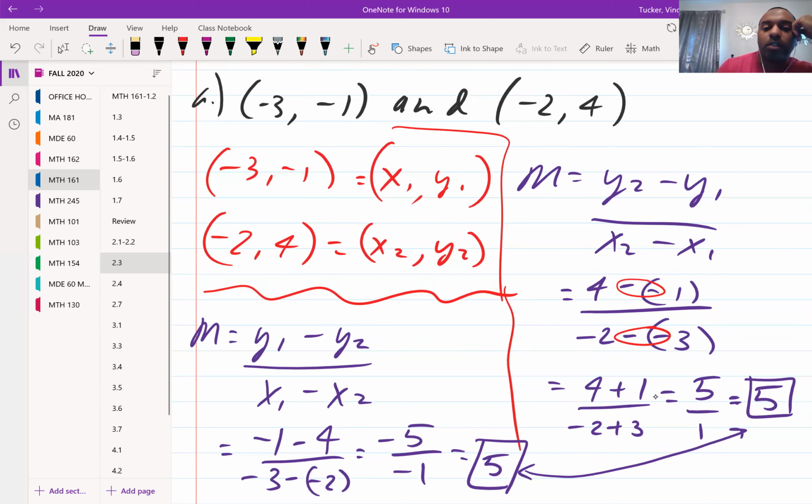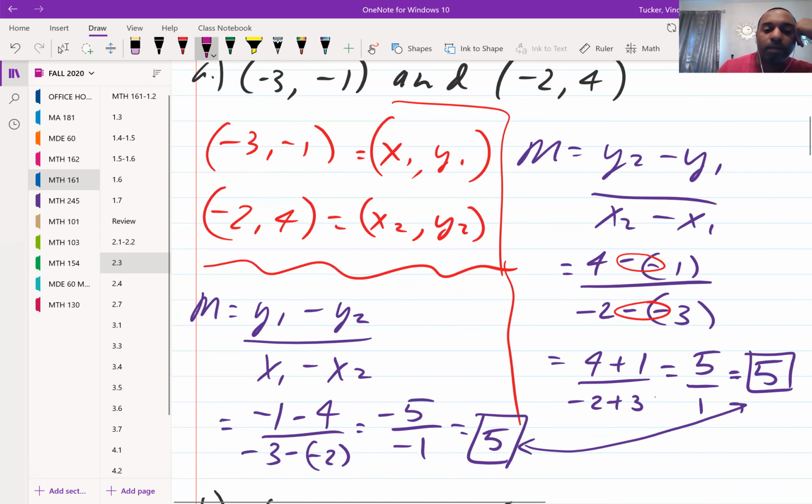And then x2, which is -2, and minus -3 for x1. Negative to negative turns positive, so it'll be 4 plus 1 on top, -2 plus 3 on the bottom, 5 over 1, and then your slope is 5. If it's a fraction, it's okay to leave it as a fraction. So if you had 2 over 3, you leave it as 2 over 3. But of course, 5 over 1 as a number is just 5, so you will write 5.